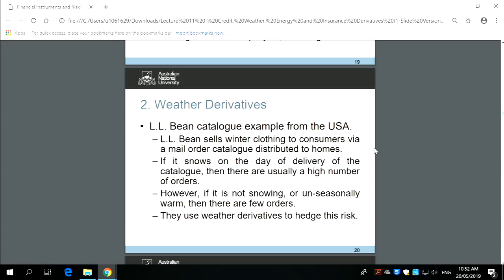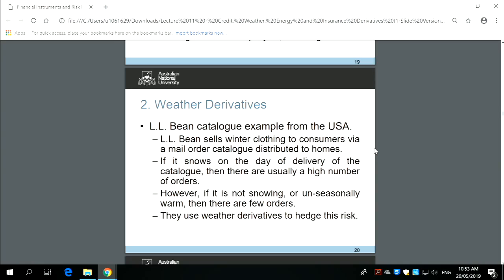Now, obviously, if people receive LL Bean's catalog on a warm day, that $2 catalog is going to be wasted. So that presents a sort of weather risk to LL Bean. Now, to hedge that risk, what they did is they look up every single zip code or postcode for each area, then they look at the weather forecast for those areas, and then they would buy the weather derivative for those areas that they think are likely to have an unseasonably warm winter.